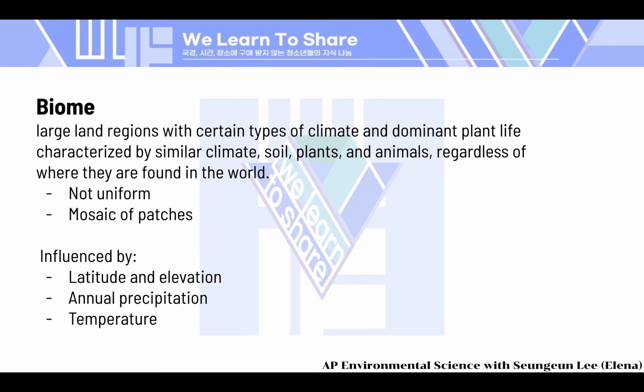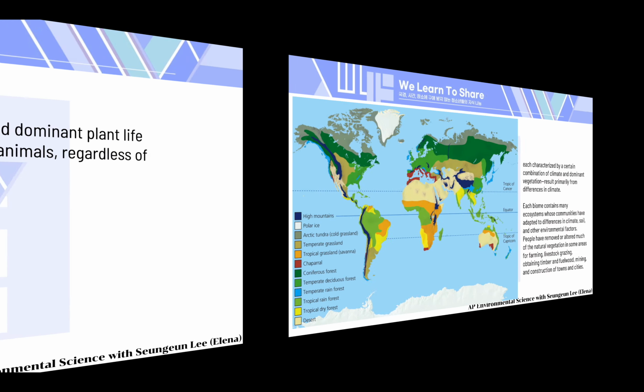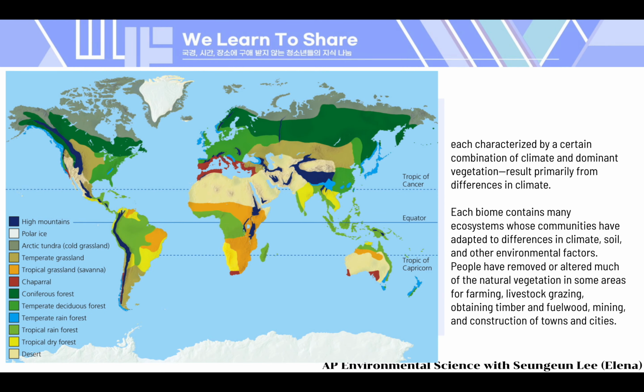So starting with biomes. Biomes are extensive areas of Earth's surface that share similar climates and dominant plant life. They're not uniform. This is important. You have to remember that they are rather a mosaic of diverse patches influenced by factors like latitude and elevation, annual precipitation, and temperature. They're very diverse. However, we can see each biome is characterized by a specific combination of climate and dominant vegetation.